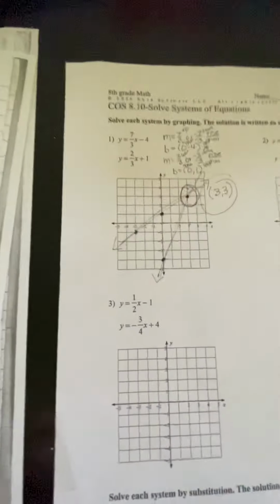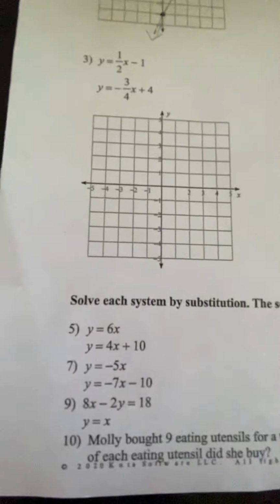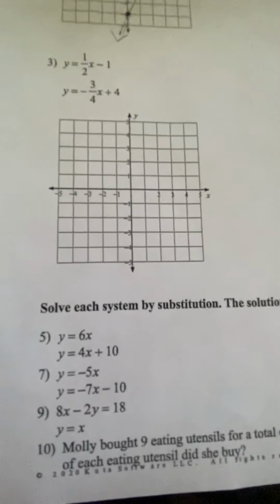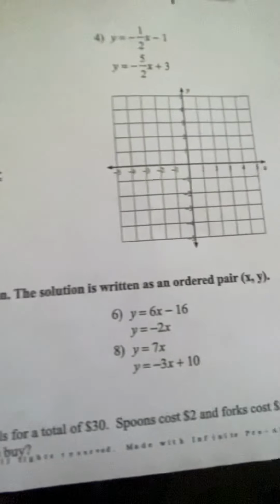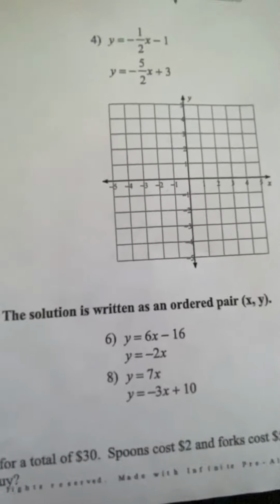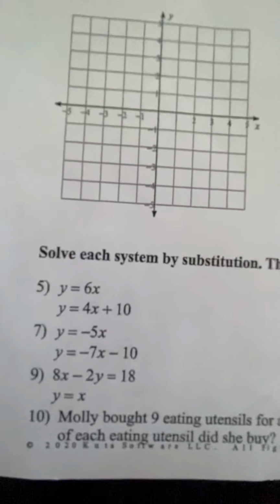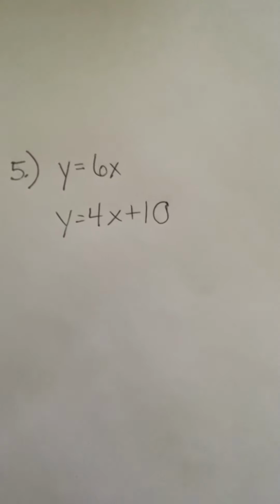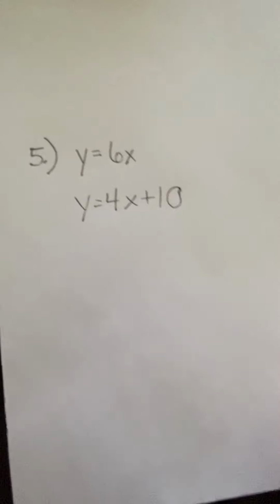Okay, now let's look at number 5. The directions say solve each system by substitution. The solution is written as an ordered pair. So we're not going to do this one by graphing. We're going to do this one algebraically through substitution. So let's look over here at the 2 problems.